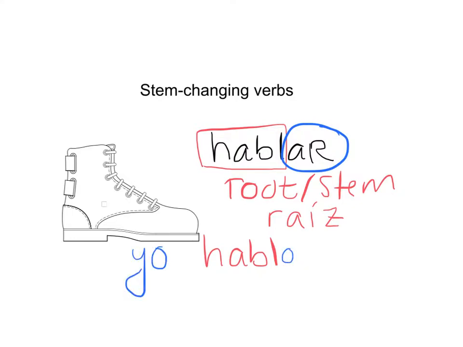All right. So today we're going to talk about verbs that have some irregularities, but they're patterns in this part, in the root. Okay? So instead of just copying out word for word with habl, we're going to have to change some vowel portions to it.